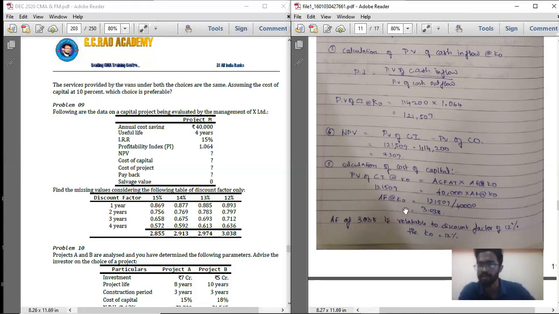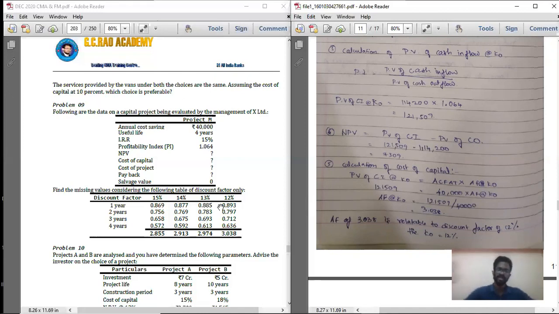That is the factor. We know the factor now. Annuity factor at the rate of cost of capital is equal to 3.038. So if you check for this factor in 4 years, that is, the project life is 4 years, you will get the percentage of cost of capital. Just check where this 3.038 is coming. 3.038 is coming at 12%. So 12% is the cost of capital.